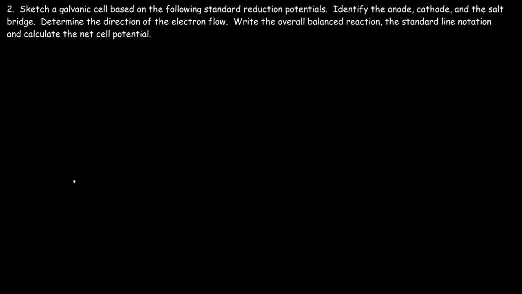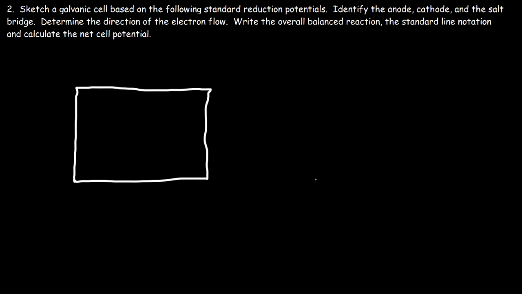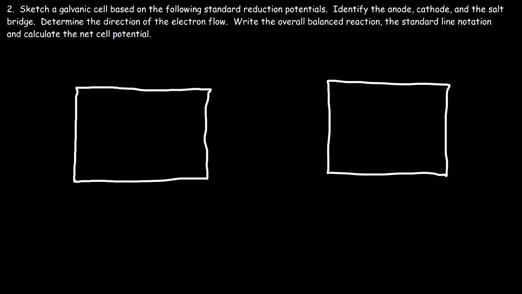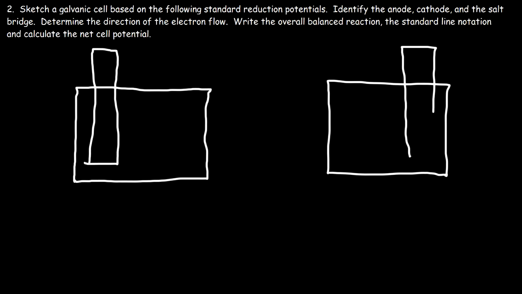Now let's go ahead and take a minute and sketch the galvanic cell. So I'm going to have two beakers separated from each other. And in the first one, I'm going to draw an electrode. In the second one, I'm going to draw another electrode. Now I'm going to connect a wire between the two electrodes.